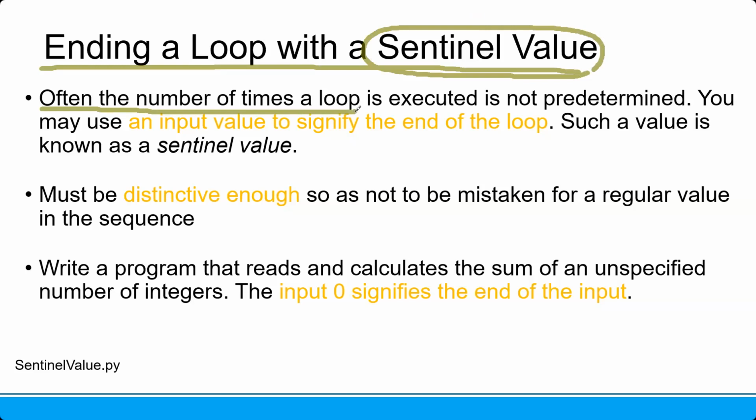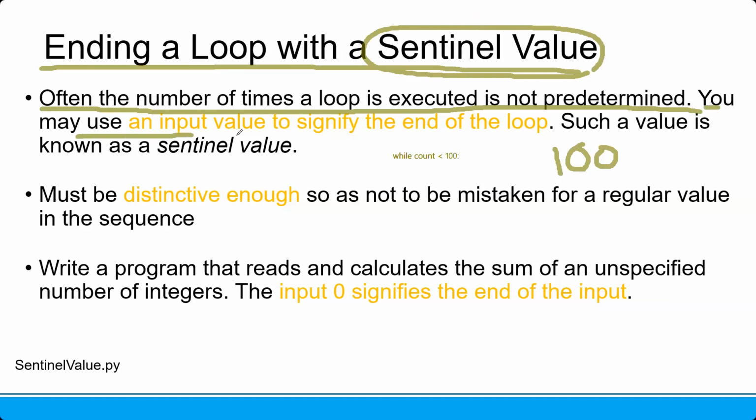Often the number of times a loop is executed is not predetermined. So what does it mean? If you want to print 100 times, we know we can make a while loop, count less than 100. But if we do not know this number, we need to have another option.